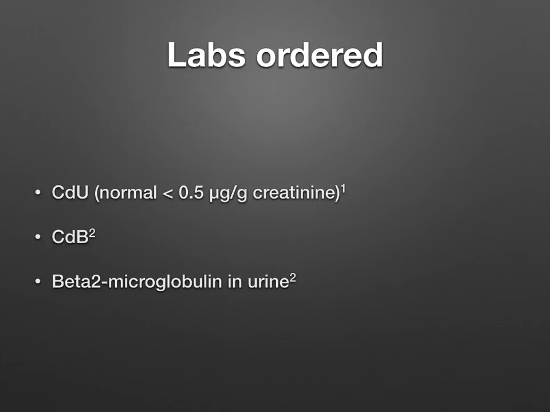The labs I would order is the CDU, cadmium in urine. The normal urinary cadmium concentrations are less than 0.5 micrograms per gram of creatinine. I would also order CDB, which is to test for elevated blood cadmium. Finally, I would use beta-2 microglobulin in the urine to see if the toxicity has started to cause renal tubular damage.